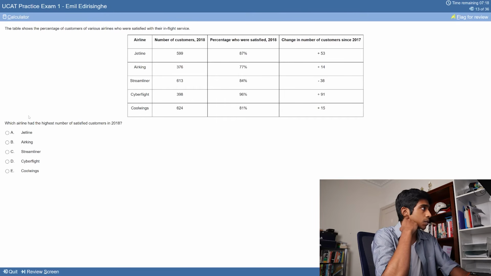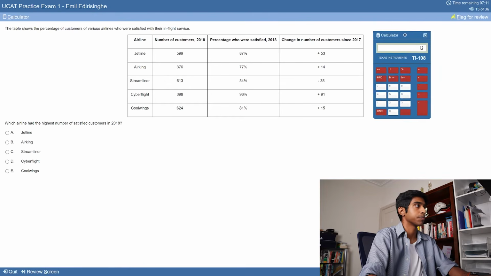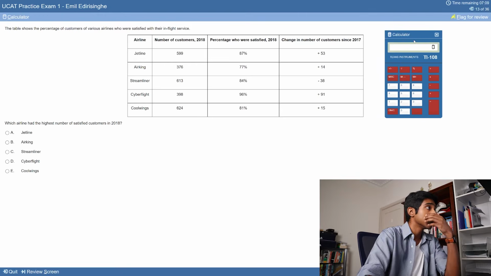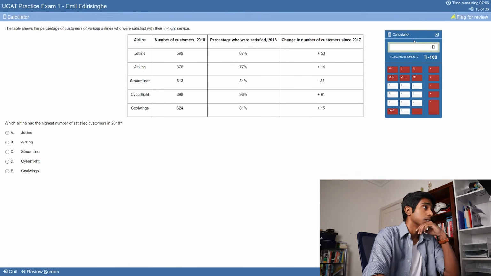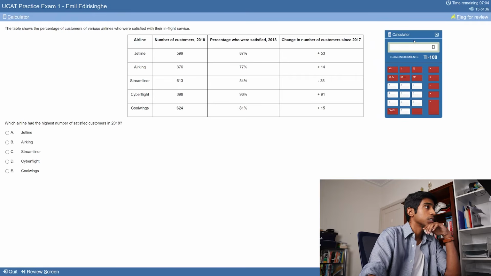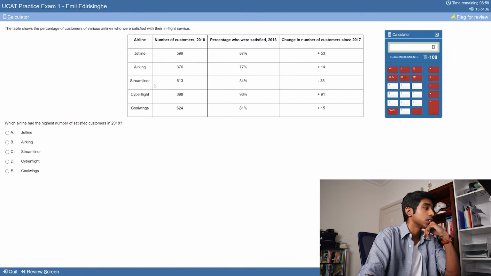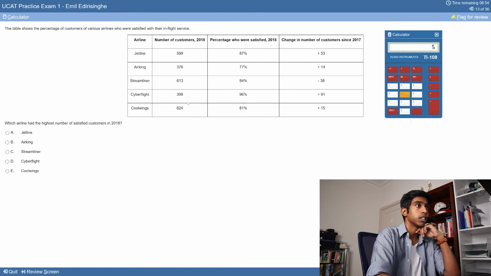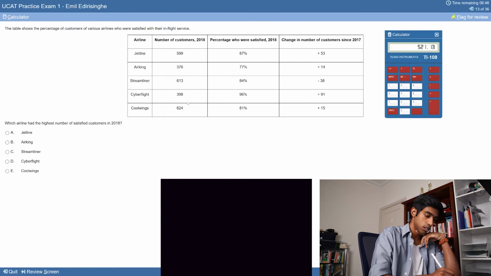Table shows the percentage of customers of various airlines who are satisfied with their in-flight service. Highest number, yeah, I remember this. Okay. So, Jetline. Just looking at it, approximately it will be Jetline, probably Streamliner or Cool Wings. So we got 599 times 0.87. Let's write this somewhere else. So we got 521.13.